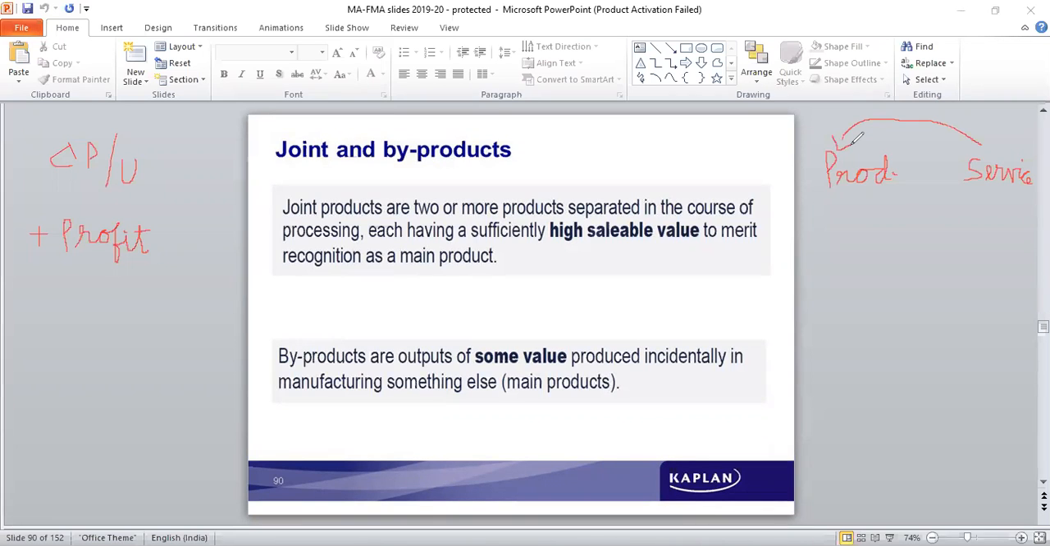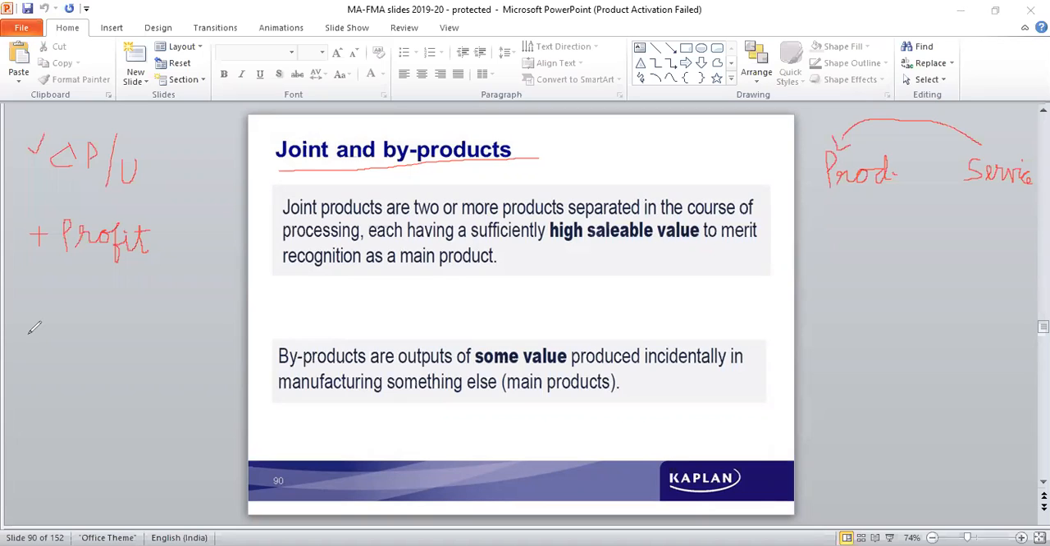If that is the concept, let's get back to our topic. What is the topic? Joint and byproducts. So in the production process, every product cost has to be identified. That is what we are looking at. But in the process of manufacturing products, sometimes in the initial phase of manufacturing, whatever production is carried out is the same process, and the costs also are incurred as a combined cost.